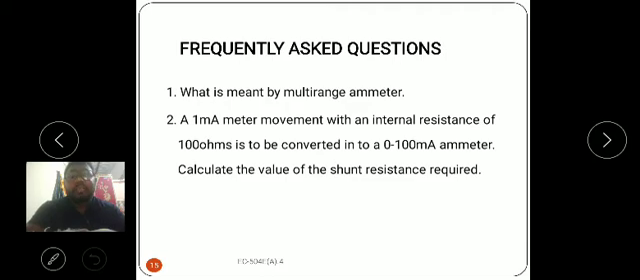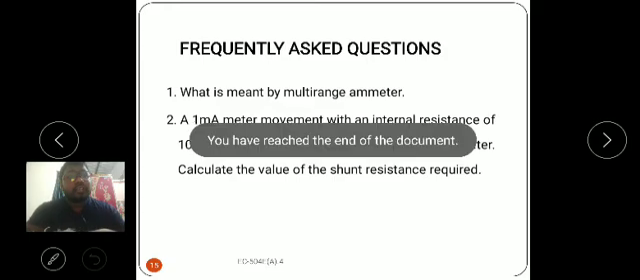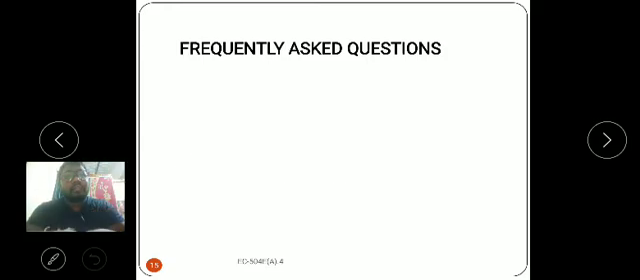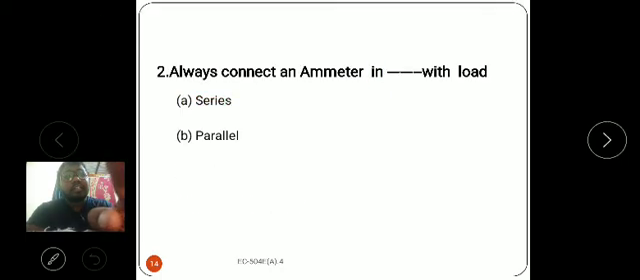Then I already explained two different examples, like 2 times and 5 times. Here they are asking for the 1 milliamp meter movement to be extended to 0 to 100 milliamps. Based on how many times the range is required, substitute the values in Rs = Im × Rm / (I − Is). Substitute the values, then we get the particular shunt resistance value. This is the main topic of extending the range of the DC ammeter.